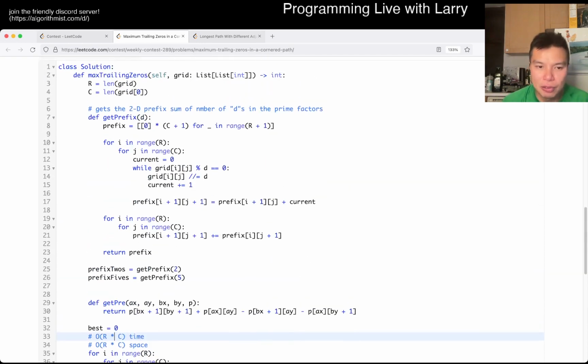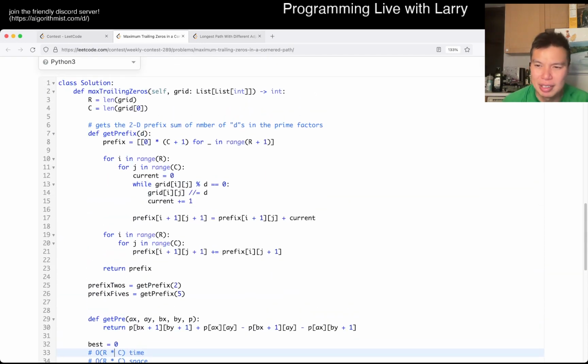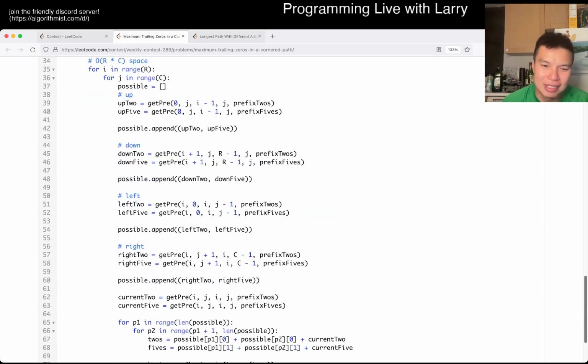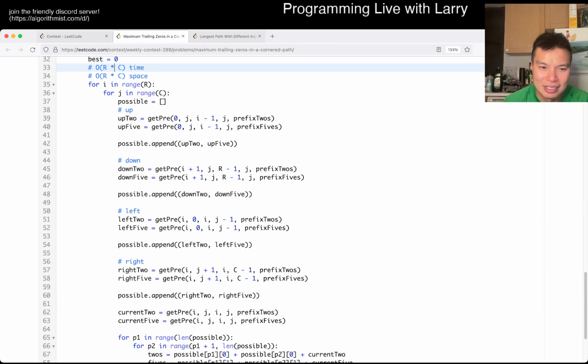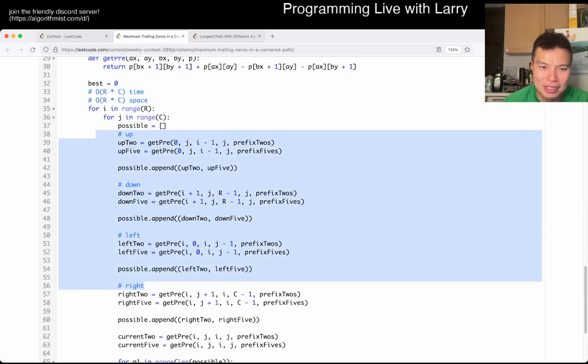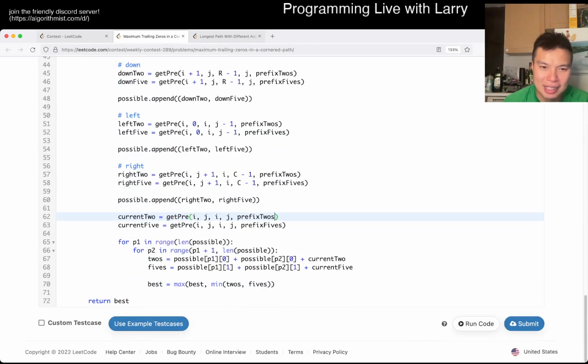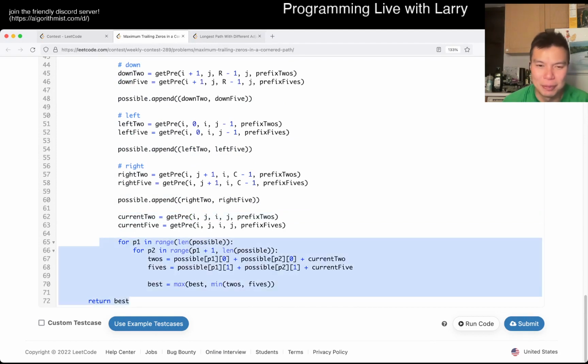Let me show you the code really quickly. This is the top half, and this is the bottom half. Well, the bottom half is a little bit long, but hopefully this makes sense. So here you have the up, down, left, right portion, and the current box, and then here's the for loop, brute force for loop, right? Anyway, that's all I have for this one.